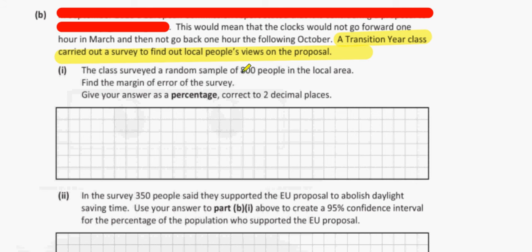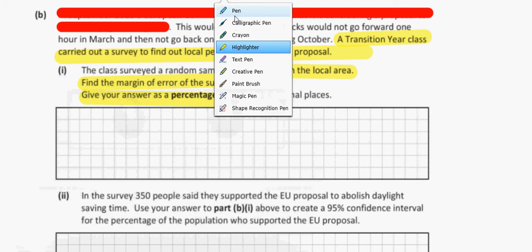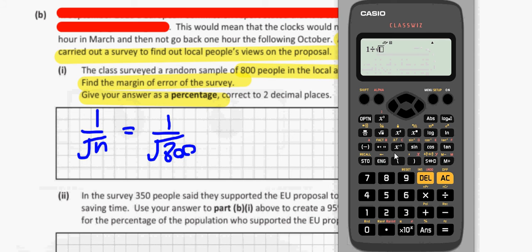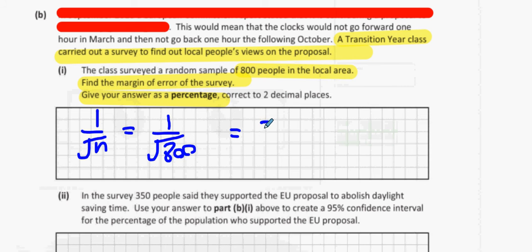The class surveyed a random sample of 800 people in the local area. Find out the margin of error. Give your answer as a percentage, not a decimal. Alright lads, we did this a couple of days ago. What's the formula for margin of error? Yeah, and 1 over square root of 800, which is? Now, the problem is, this is in decimals. I need to multiply by 100 to change into percentage. And what we're going to get is 3.54%. Is everybody okay with 3.54%?